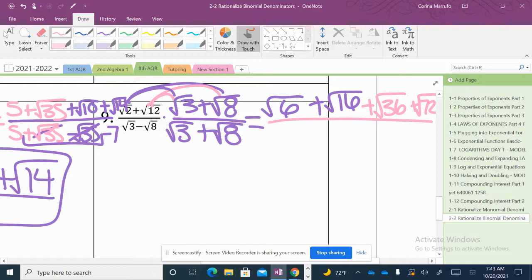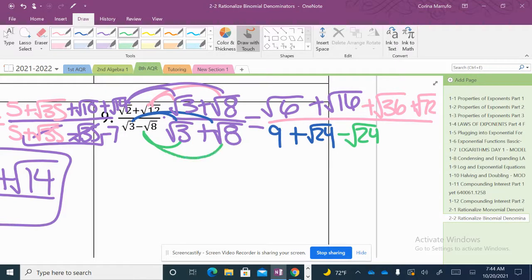On the denominator, we're going to multiply the square root of 3 times the square root of 3. It's the same square root, so it's going to give me 9. The square root of 3 times the square root of 8, that's going to give me a positive square root of 24. Then I multiply the negative square root of 8 times the square root of 3. That's going to give me the negative square root of 24. And negative square root of 8 times the positive square root of 8. Well, negative and a positive give me a negative. And the square root of 8 times the square root of 8, since it's the same number, the square root cancels and it's just 8.